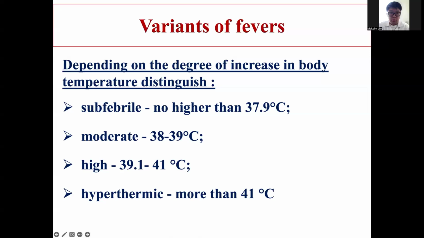The first is the subfebrile type, with fever no higher than 38 degrees Celsius. A moderate type is between 38 and 39 degrees, high is between 39 and 41, and the hyperthermic type is more than 41 degrees Celsius.